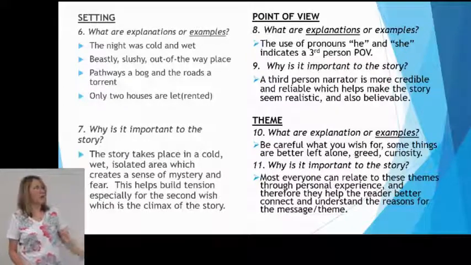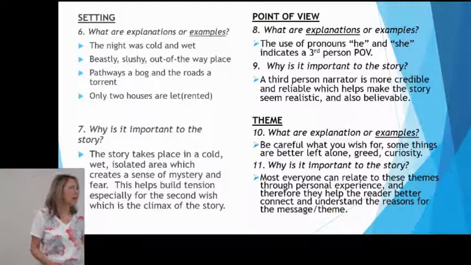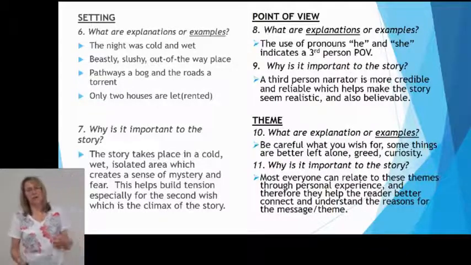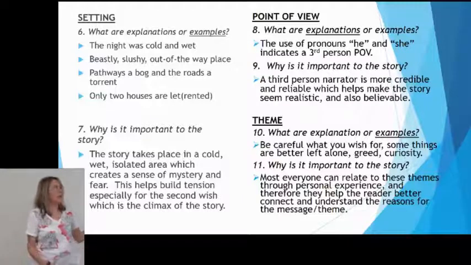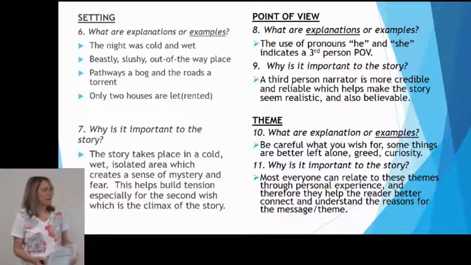And in our particular case here, the night was cold and wet. It was beastly and slushy and an out-of-the-way place. The pathways to their home was a bog and the roads were a torrent. It was raining, by the way. And there were only 2 houses that were let there, that were rented. So it's very isolated, you know, and that setting is going to play into part of the story.